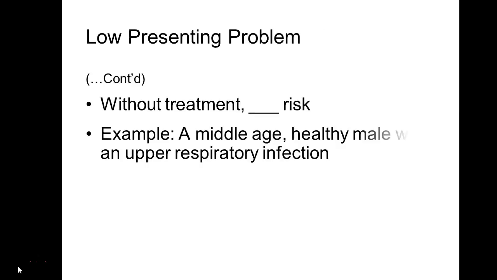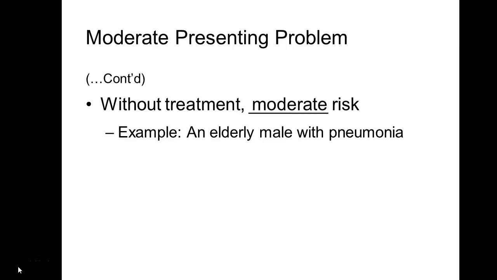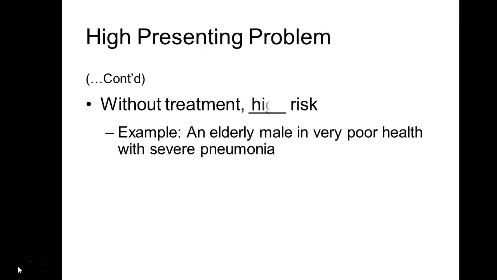Low is when there is a low risk without treatment. But again, we want to keep in mind that we want to keep our patients healthy. Moderate is when, without treatment, there's a moderate risk the person will continue to get worse or have a problem with death, depending on the morbidity of their condition. And high, without treatment, the risk is very high. So this is someone who needs treatment immediately and sometimes will require hospitalization because their condition is putting them in such poor health.